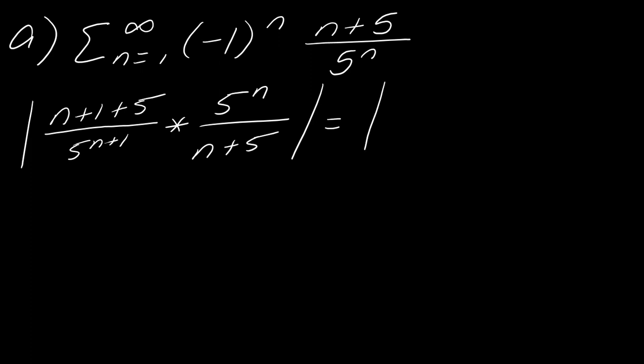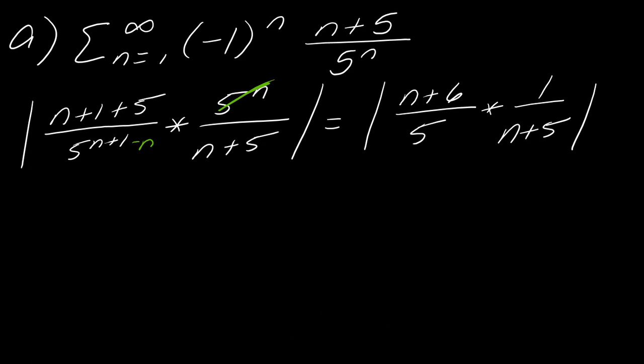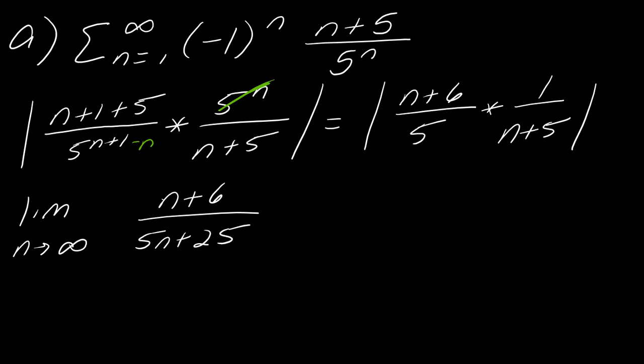So this is going to give me n plus 6 here. Then with the 5 to the n and 5 to the n minus 1, I can subtract n from here, so that just leaves me with 5 in the denominator. And so then I'm just left with n plus 5. So now I can see what I'm taking the limit of. I'm going to take the limit as n approaches infinity of n plus 6 over, and I'll just multiply this out, 5n plus 25.